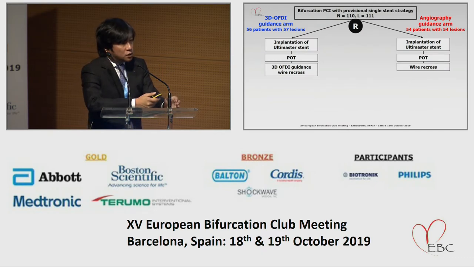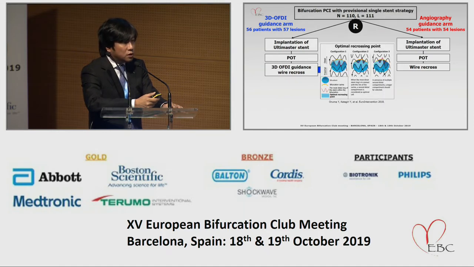So a patient undergoes PCI in the bifurcation, single stent strategy. An Ultimaster stent was implanted in the main branch. After that, POT was mandatory. In all cases, proximal optimizing technique was performed with a non-compliant balloon. If randomized to the 3D OFDI arm, then OFDI is performed to look at the position of the guide wire. Also, we classify the configuration of the stent struts in front of the side branch, whether a link is present or link-free, type A, B, C, and we will show that division later on.